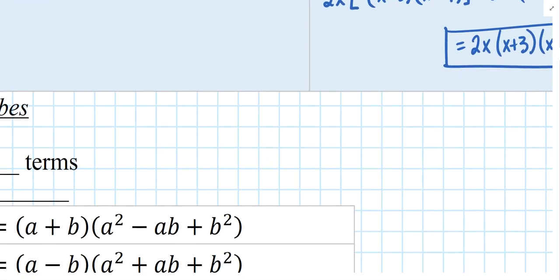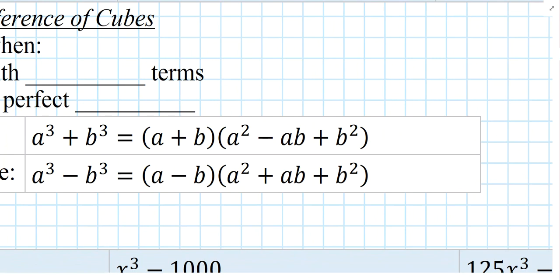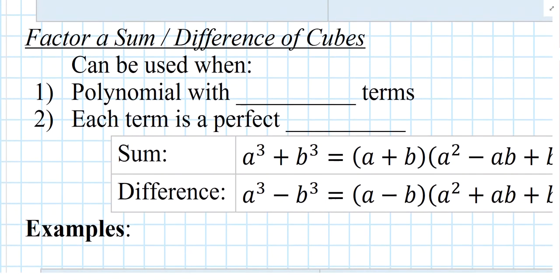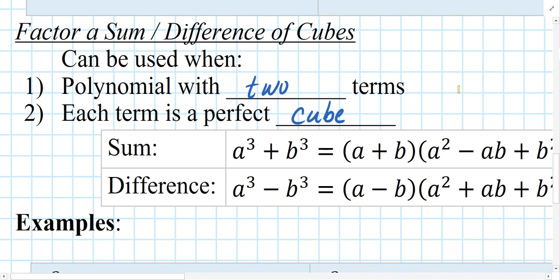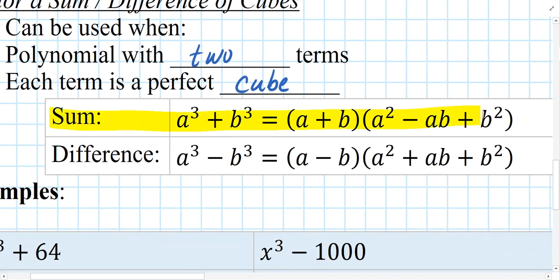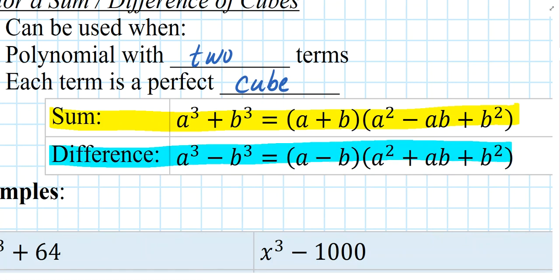Now, another special technique used to factor polynomials is for the sum or difference of 2 cubes. This technique can be used when the original polynomial has 2 terms. Also, each term must be a perfect cube. The sum or difference of cubes will factor into the following patterns. In each case, a binomial will be multiplied by a prime trinomial.